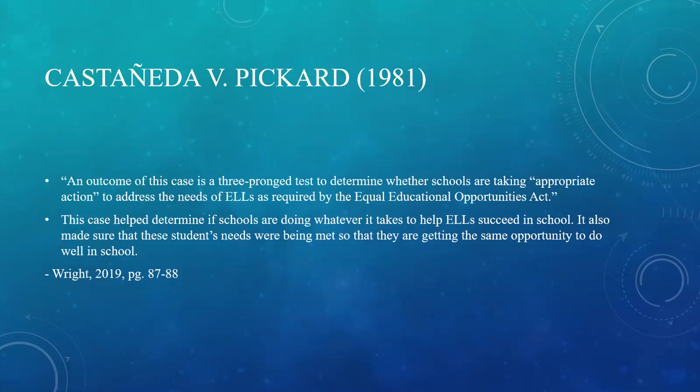Castaneda versus Pickard in 1981 was an outcome of this case is a three-pronged test to determine whether schools are taking appropriate action to address the needs of English language learners as required by the Equal Educational Opportunities Act. This case helped determine if schools are doing whatever it takes to help English language learners succeed in school. It also made sure that these students' needs were being met so that they are getting the same opportunity to do well in school.